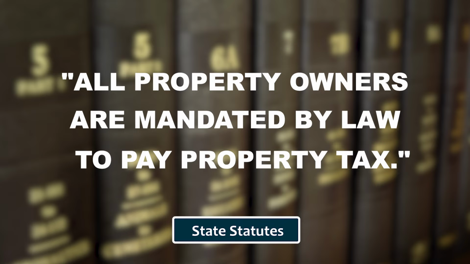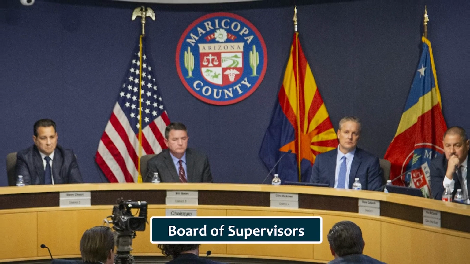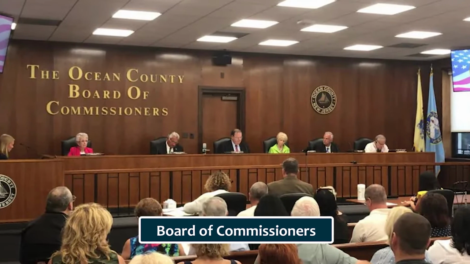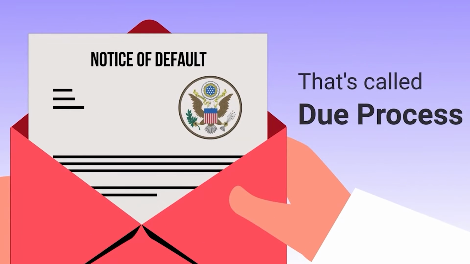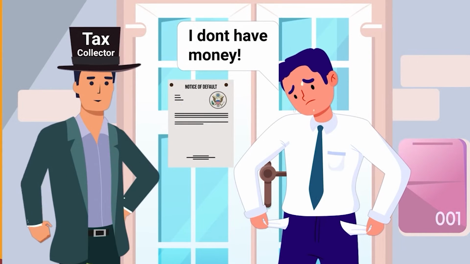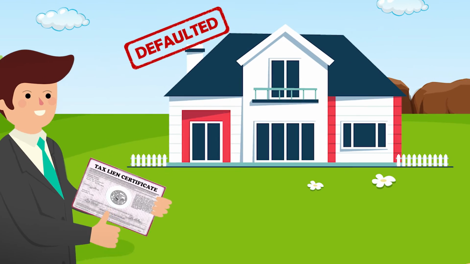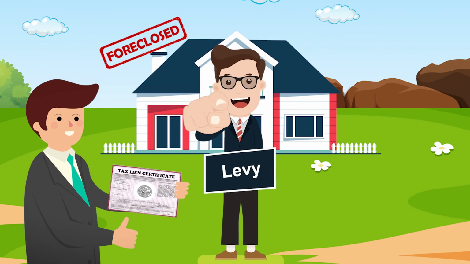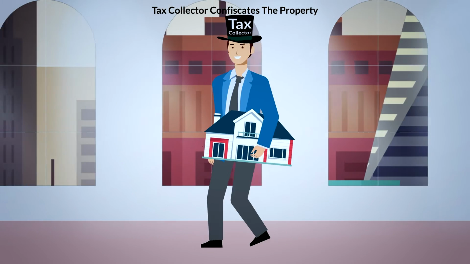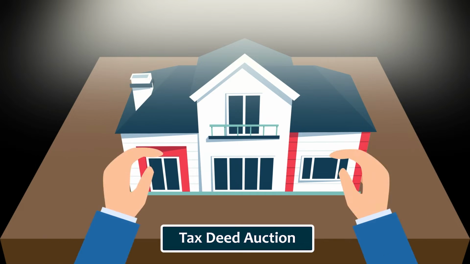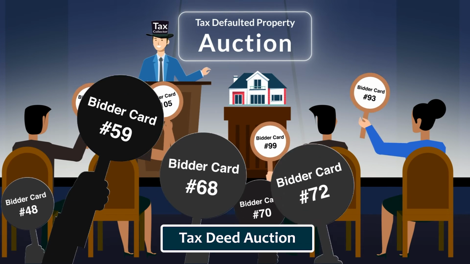The states require all property owners to pay property tax. If the property taxes are unpaid, the legislature has authorized the Board of Supervisors or the county commissioners to mandate the treasurer give notice to the property owners of the default. If the property owner fails to pay, the treasurer will lien the property. Ultimately, they'll levy on the property, followed by seizure and then confiscation. The county wants their money. They will sell the property at a public auction to get their money.